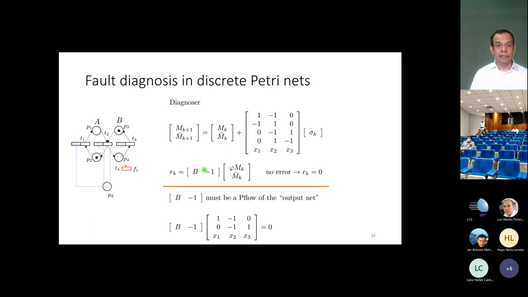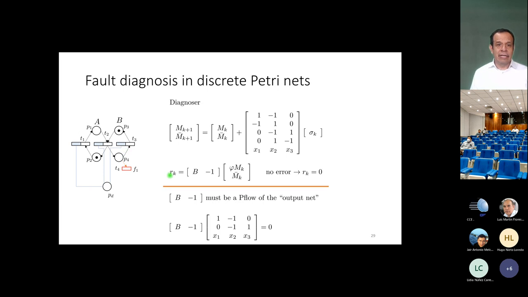And I have this residue to compute when the system has a fault or not. When this residue is equal to zero, then for sure the system is evolving in the normal behavior. And when it is different from zero, then there is an error here. Yeah, that's the idea. We are going to design this diagnoser like this.